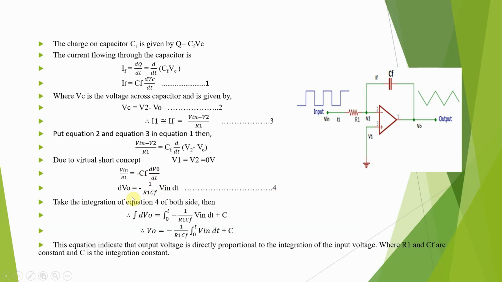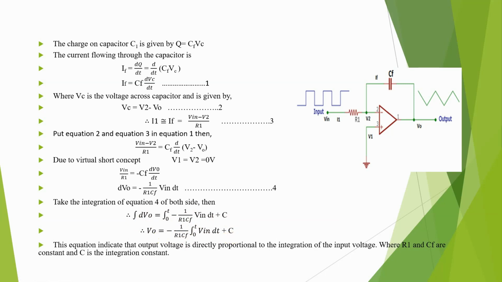Then take the integration of equation number 4. Therefore, integration of dV0 is equal to integration from 0 to t of minus 1 upon R1 Cf Vin dt plus C. Integration and derivative get cancelled. Therefore, V0 is equal to minus 1 upon R1 Cf, which is constant, so take it outside: 1 upon R1 Cf, integration limit 0 to t, Vin dt plus C. C is the integration constant.